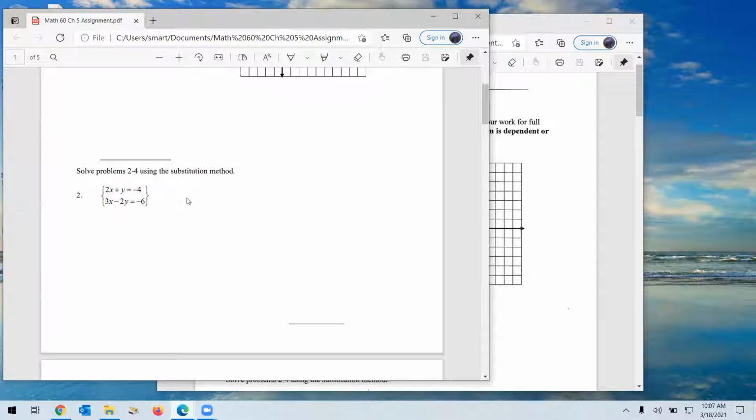I'll just say I would have solved for y in the first equation. And so I'd end up with one big equation with just x's. So I'd be finding the x first.